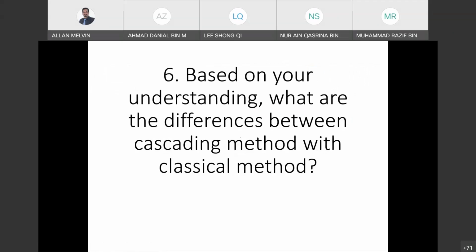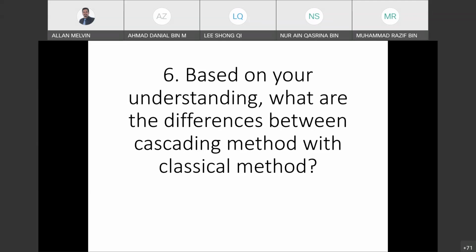Okay, so final question for cascading. Based on your understanding, what are the differences between cascading method and classical method? Okay, siapa boleh attempt soalan ni? So differences between cascading method and classical method. So what is the most significant difference yang you memang boleh nampak?